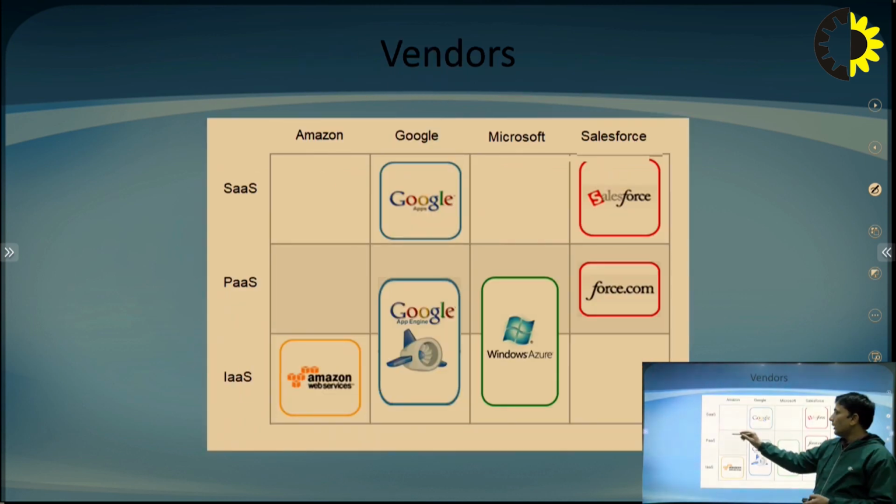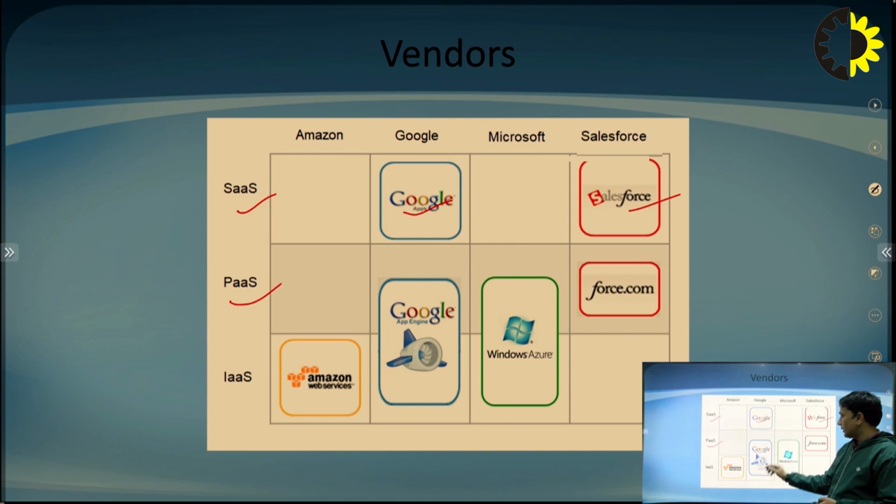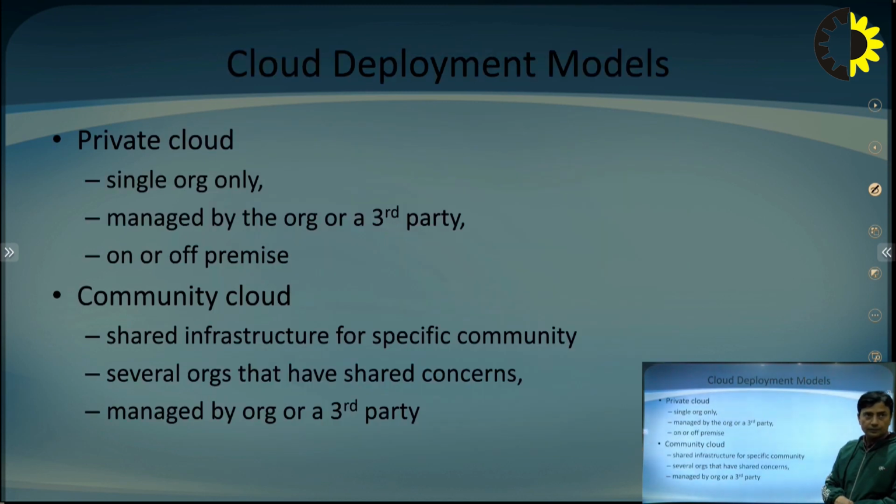If we talk about vendors, the major vendors of SaaS are Google Apps, Salesforce. Major vendors of PaaS are Google App Engine, Windows Azure, Force.com, but not limited to these. There are a number of vendors. When we talk about infrastructure as a service, there are the AWS services, Google App Engine, Windows Azure. All these are vendors who work in the field of infrastructure as a service.